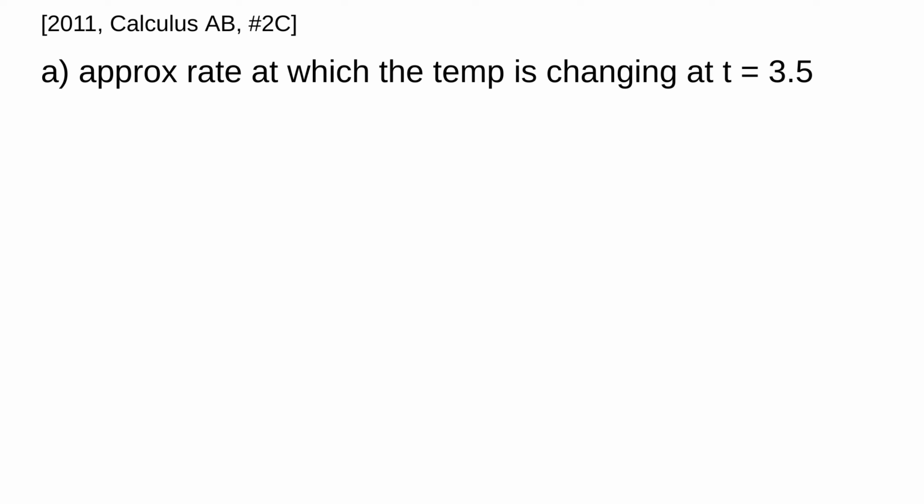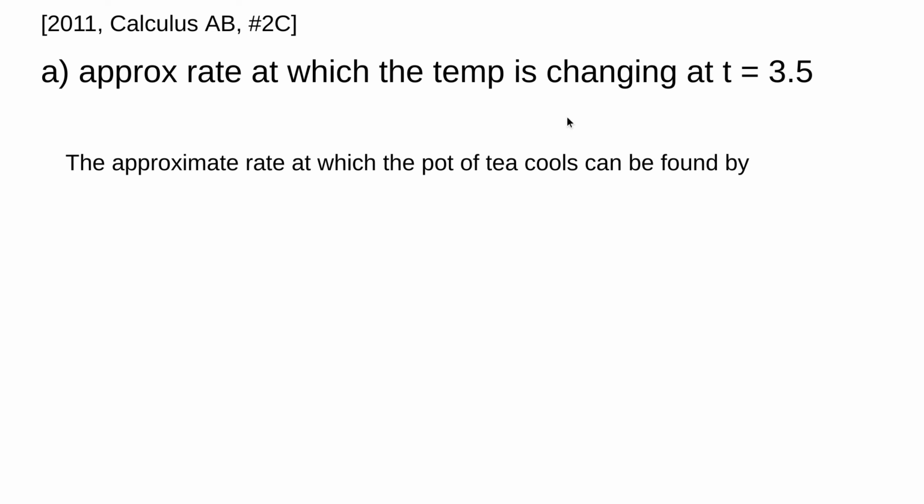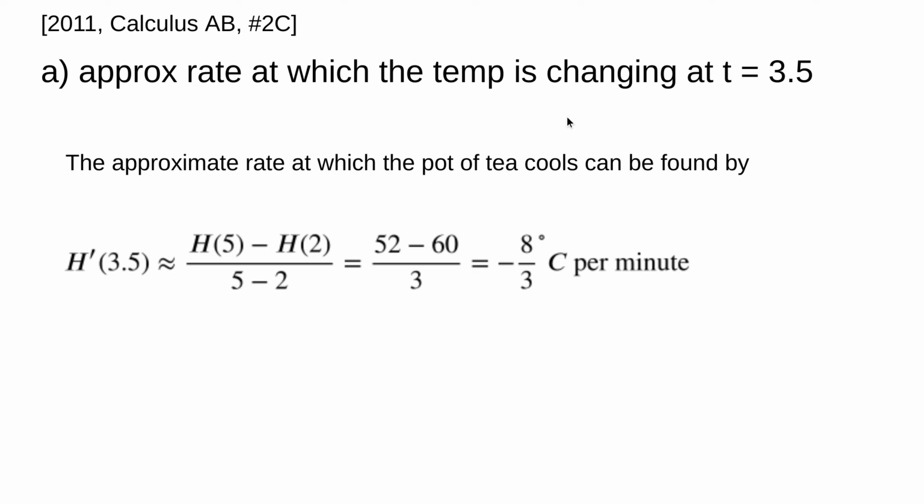In part A, we are asked to approximate the rate at which the temperature of the pot of tea is cooling or changing at time t equals 3.5. t equals 3.5 is not one of the values in the table, so what I would typically recommend is to choose the smallest interval from the table that contains t equals 3.5. In this case, that would be using values of t of 2 and 5, and then using the average rate of change formula for t equals 2 and t equals 5.